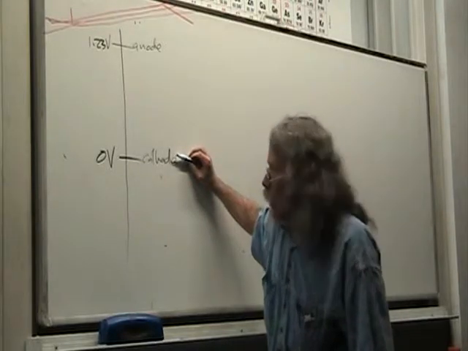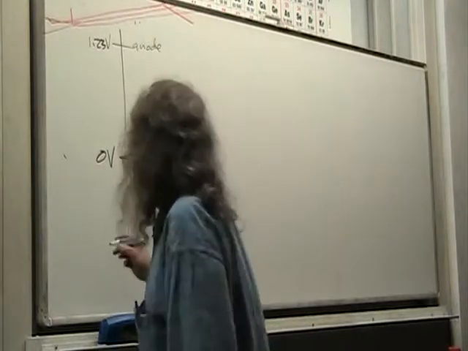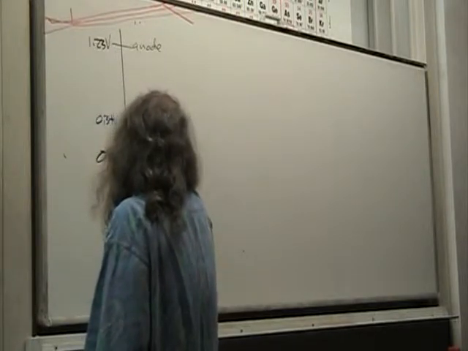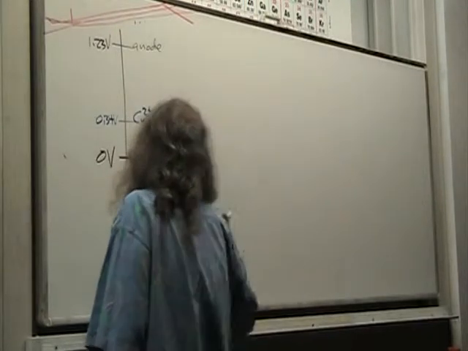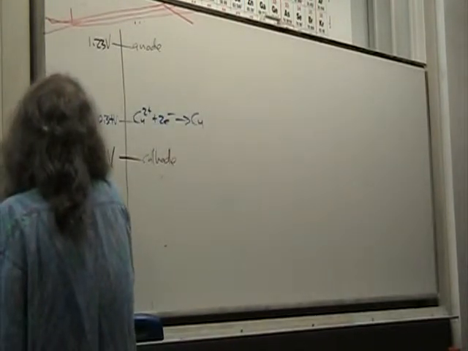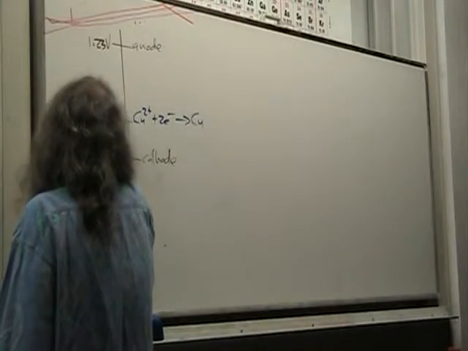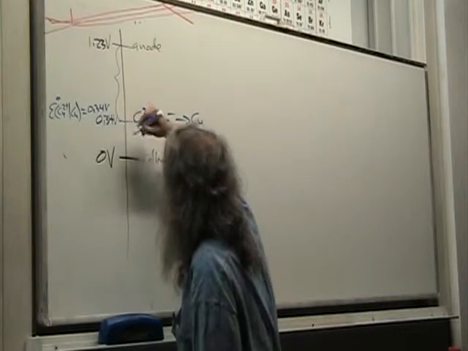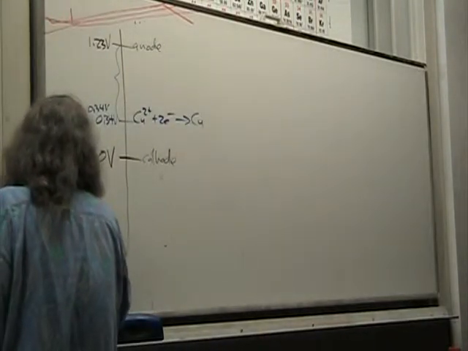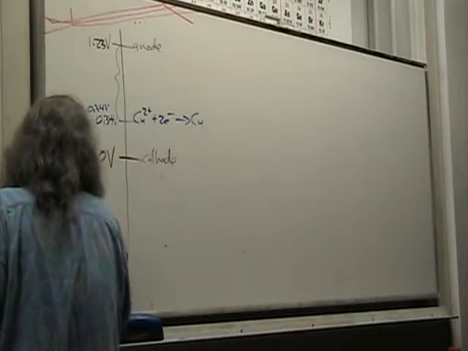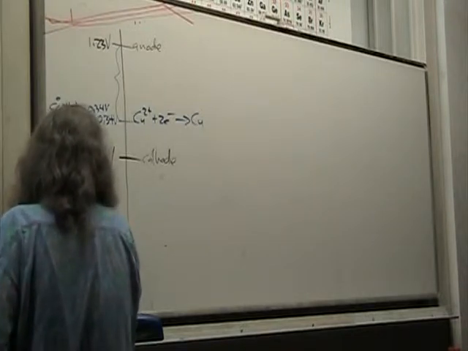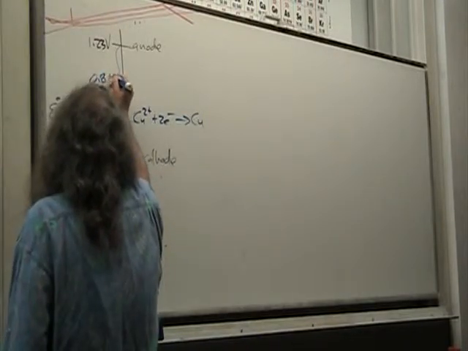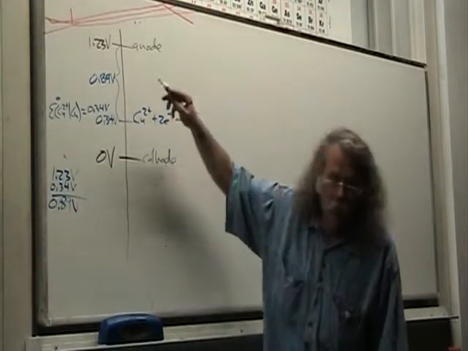Now, if I take something like copper, which is 0.34 volts, Cu2+ plus 2e- going to copper, E naught equals 0.34 volts. Okay? Now, in this case, I take 1.23 volts minus 0.34 volts, which is 0.89 volts.